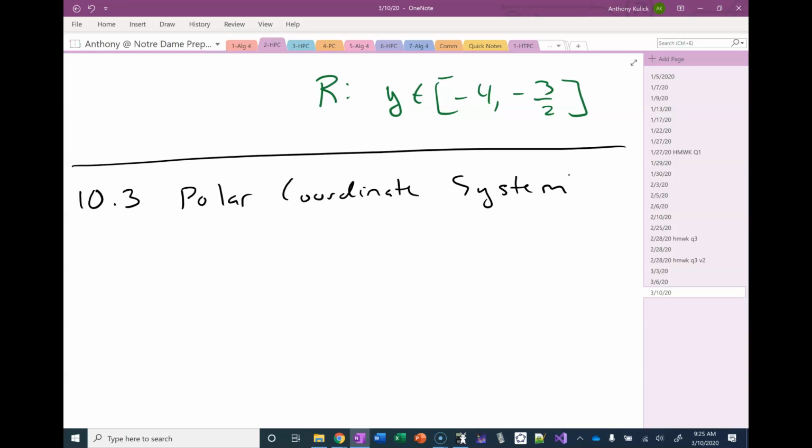Okay, so the next thing we're going to talk about is the polar coordinate system. In the previous sections, we had talked about parametric functions, and parametric functions are still creating a graph on the same xy axis.